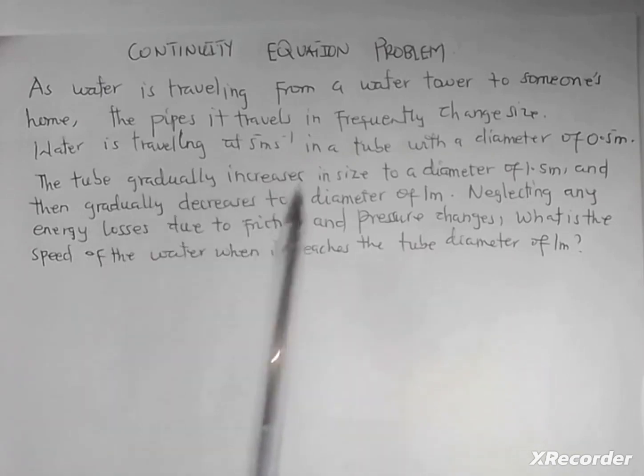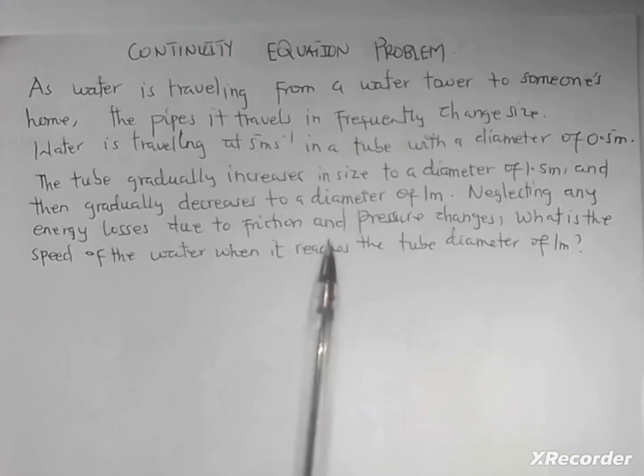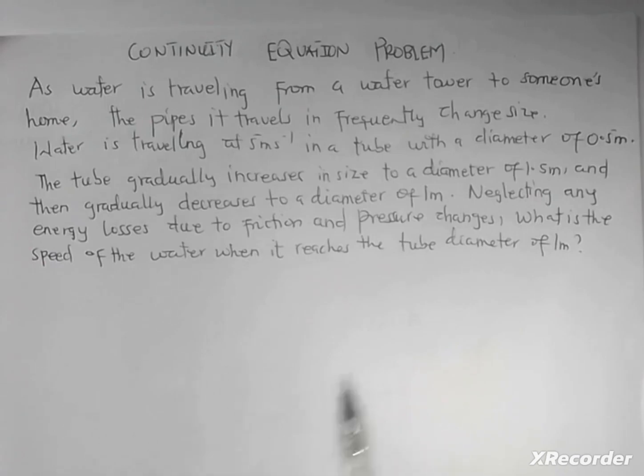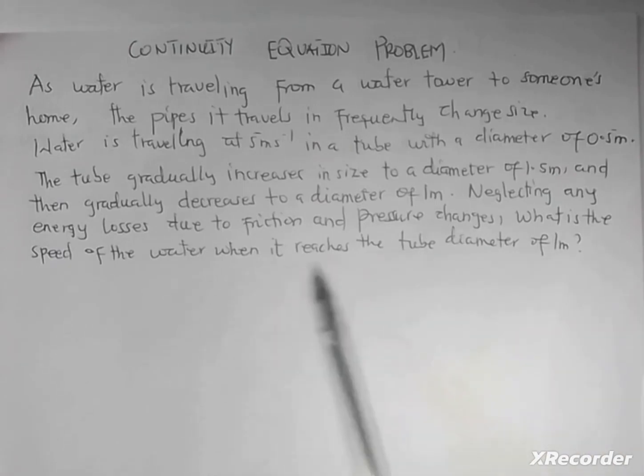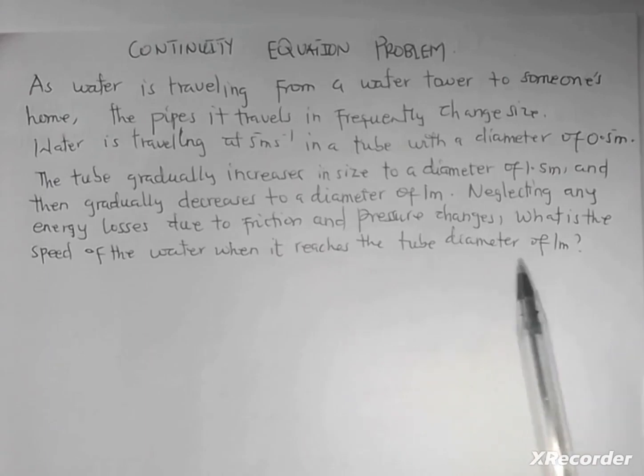Water is traveling at 5 meters per second in a tube with a diameter of 0.5. So the tube gradually increases in size to a diameter of 1.5 meters and then gradually decreases to a diameter of 1 meter. Neglecting any energy losses due to friction and pressure changes, what is the speed of water when it reaches the tube diameter of 1 meter?